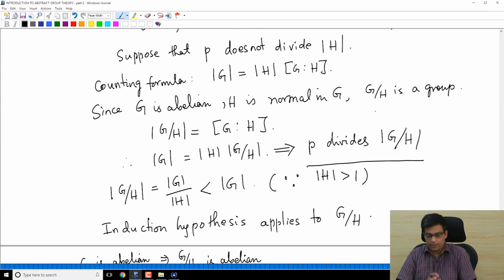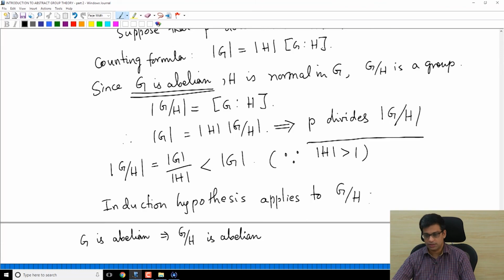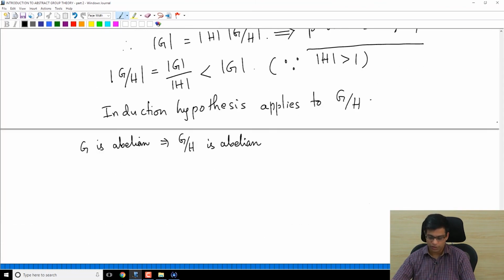I want to emphasize a very important point here, that I need to assume that G is abelian. That's why I stated in the original theorem itself that G is abelian, because only if G is abelian can you consider G mod H for an arbitrary subgroup H. Otherwise G mod H is not a group, it is just a set of cosets.